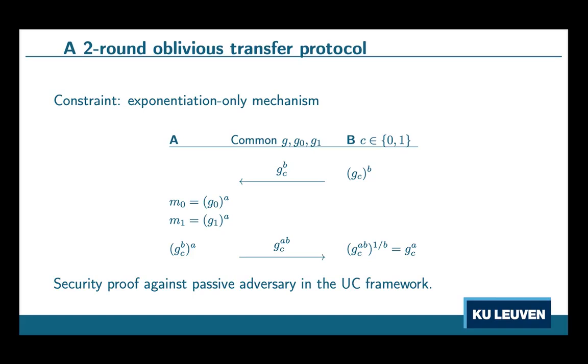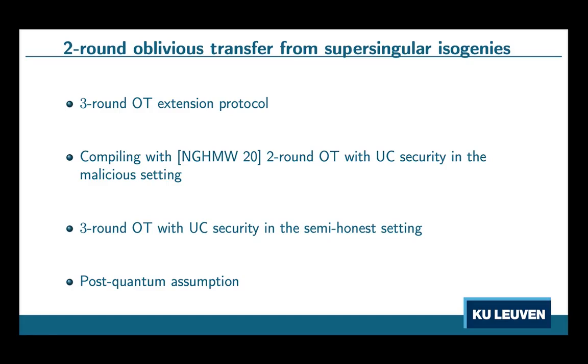Unfortunately, for this particular protocol we only have a security proof against passive adversaries in the UC framework, which is already a good result. But this 2-round oblivious transfer protocol does allow us to do quite a few things. The first thing is that it gives us a 3-round OT extension protocol. OT extension is when, after doing a first OT, the 2 parties can then use the material that they generated to essentially compute a much larger number of OTs. So realizing this with only 3 rounds is quite efficient.